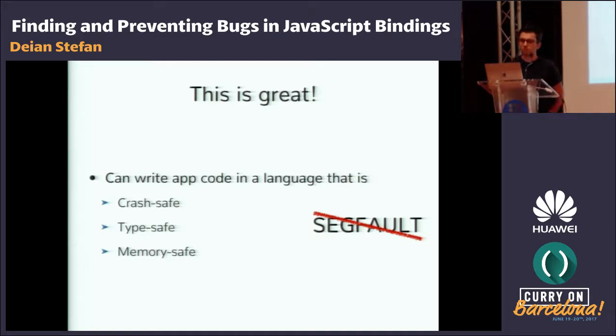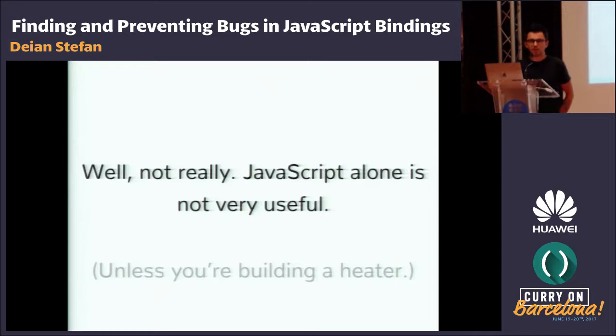So you can start writing your applications in a way that they're crash safe, so your program won't actually segfault. They're type safe, right? So in JavaScript, you can't misuse or have out of bounds arrays. It's also memory safe. So these are all super awesome things that we like and we love from high-level languages that we don't get from C and C++. Kind of, right?